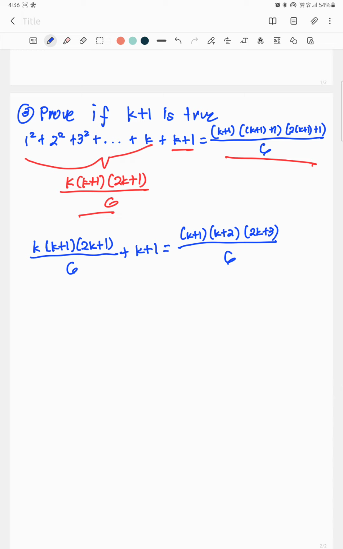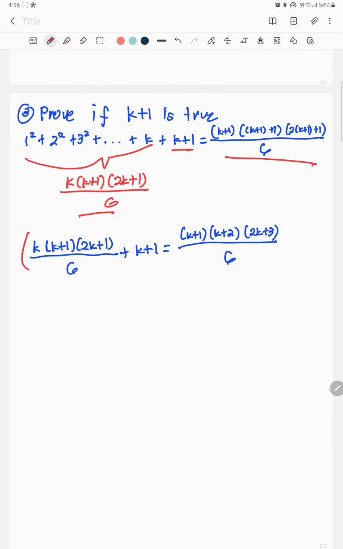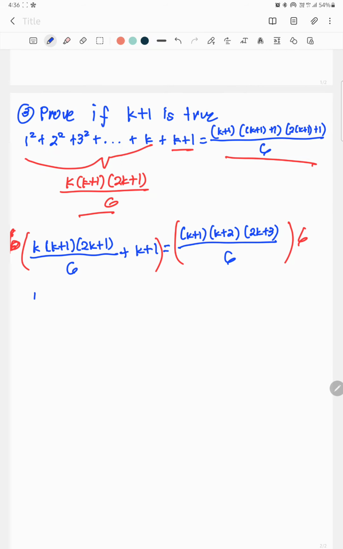So first thing to do is to make it linear where there's no denominator. We will not use the fraction. In order to have that, what you need to do is multiply both sides by 6. Okay, when we multiply that by 6, let me just make it clear on this side. So what we have left there, if we multiply both sides by 6, is k, then k plus 1, then multiply that by 2k plus 1, and then plus 6.